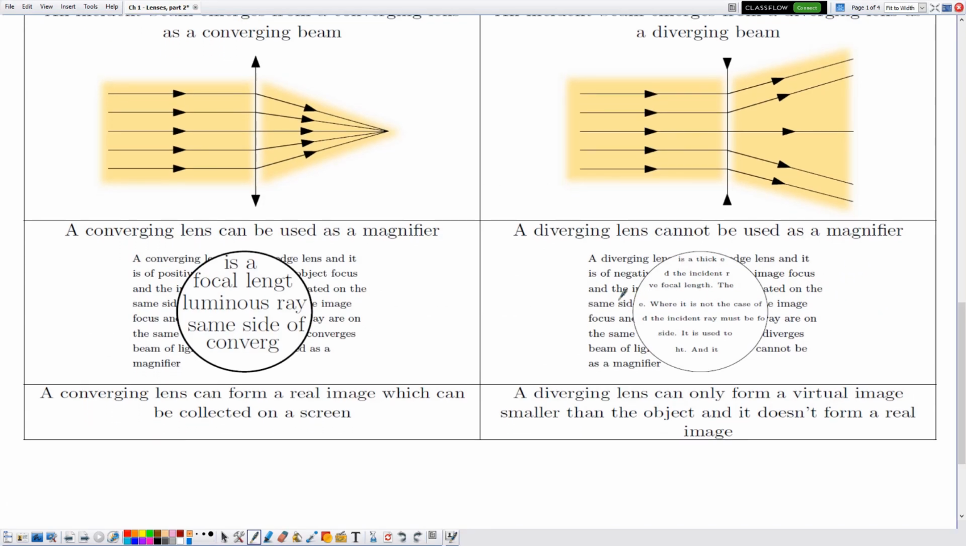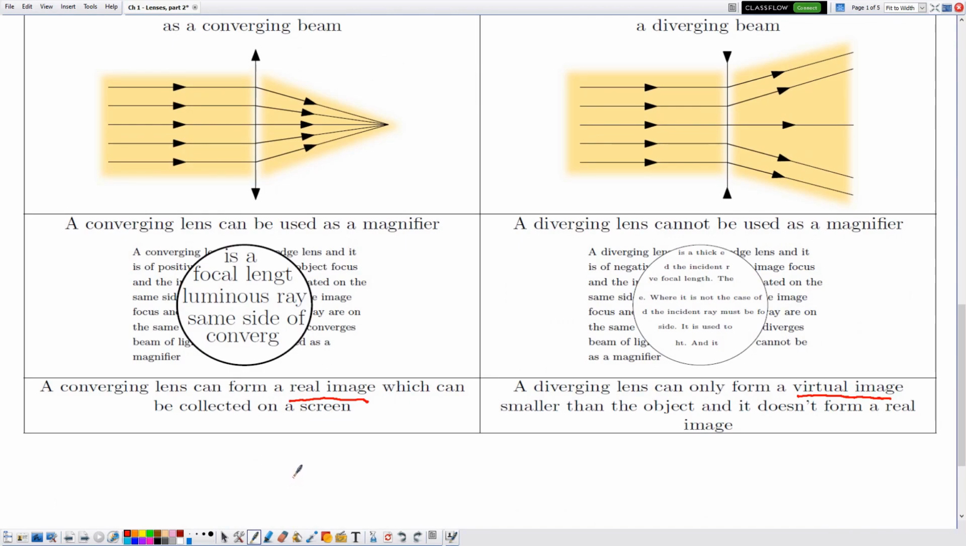Finally, the last property is that a converging lens can form a real image which can be collected on a screen, and a diverging lens can only form a virtual image smaller than the object. Yet I didn't define the meaning of a real image and a virtual image. So for now, let's take this property for granted and memorize it. Later we will refer back to it and explain it.